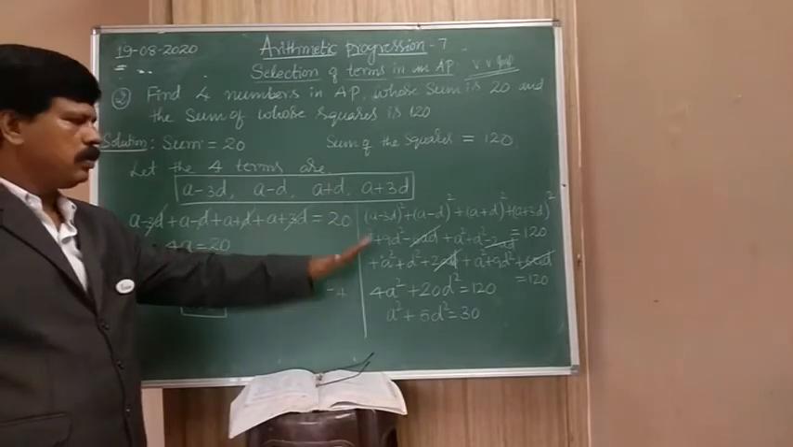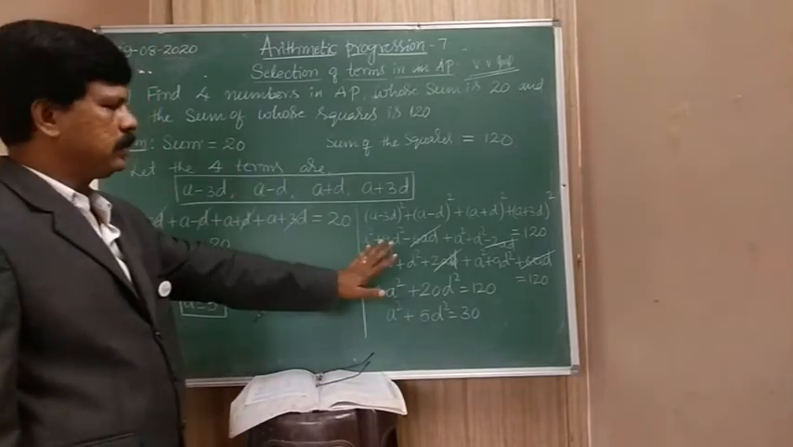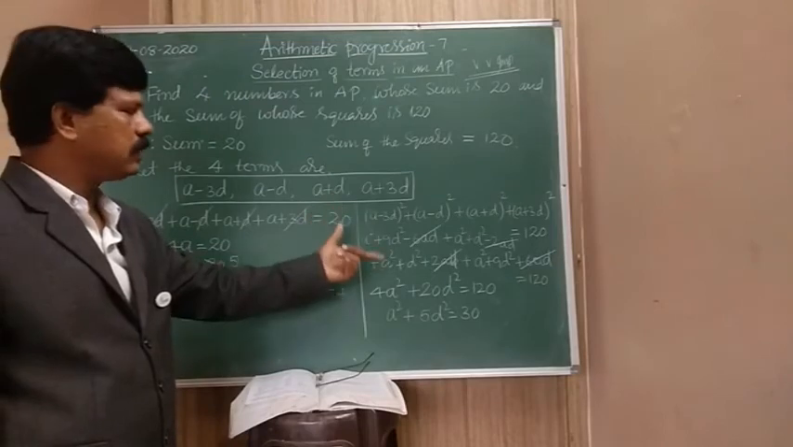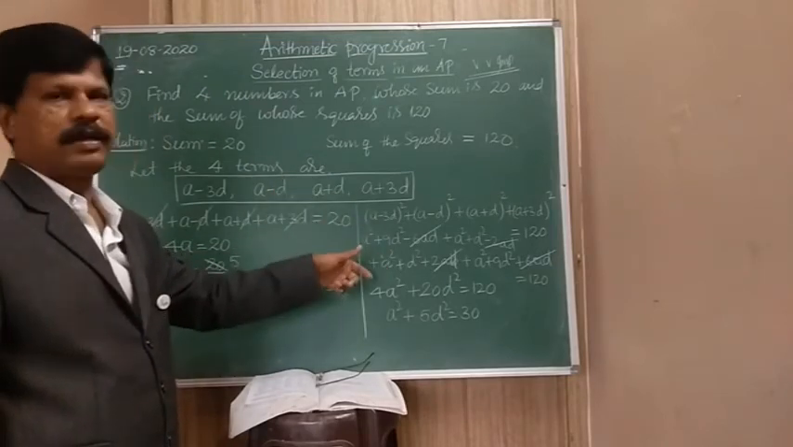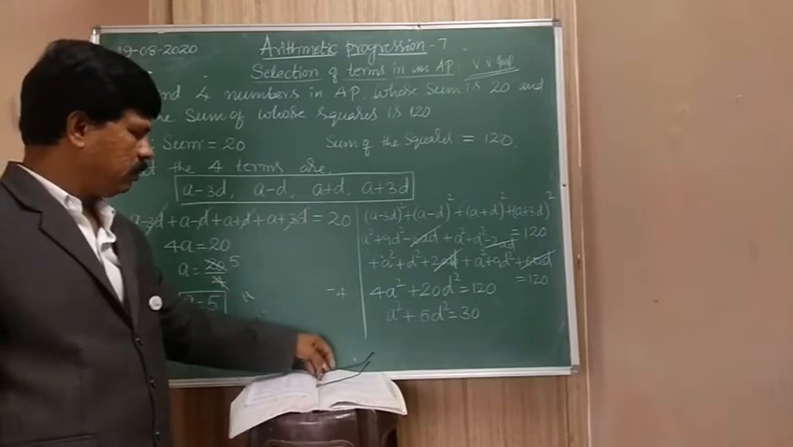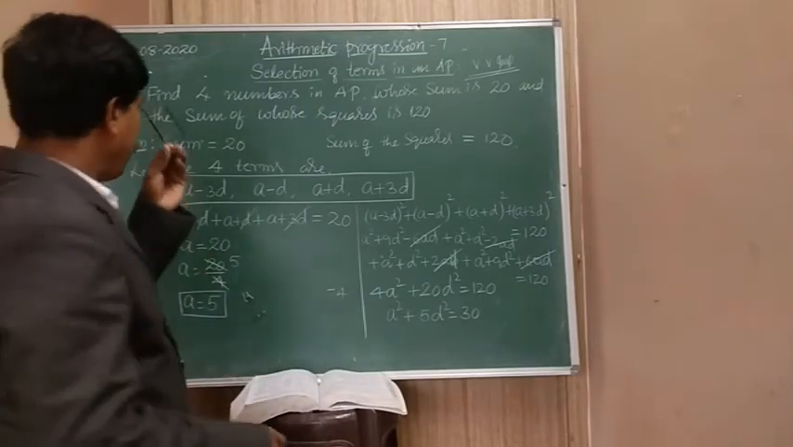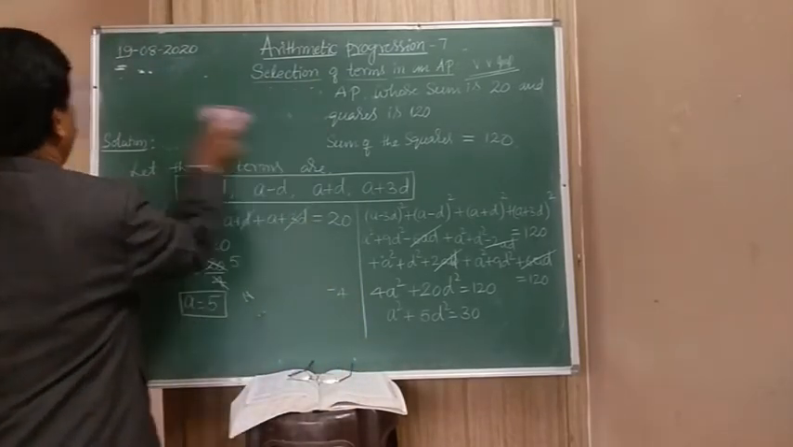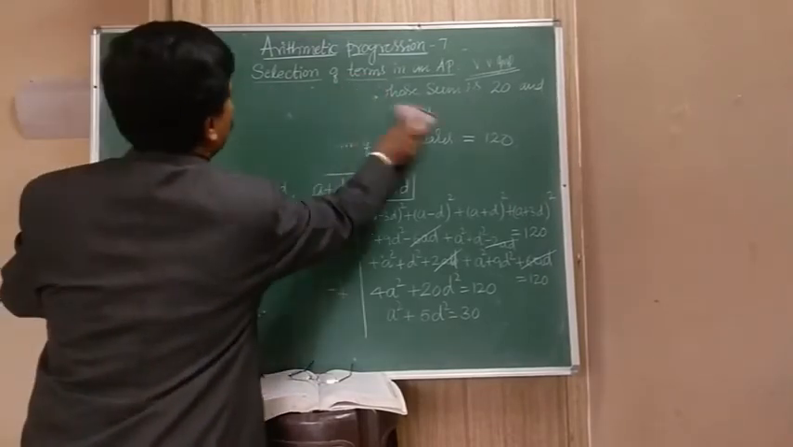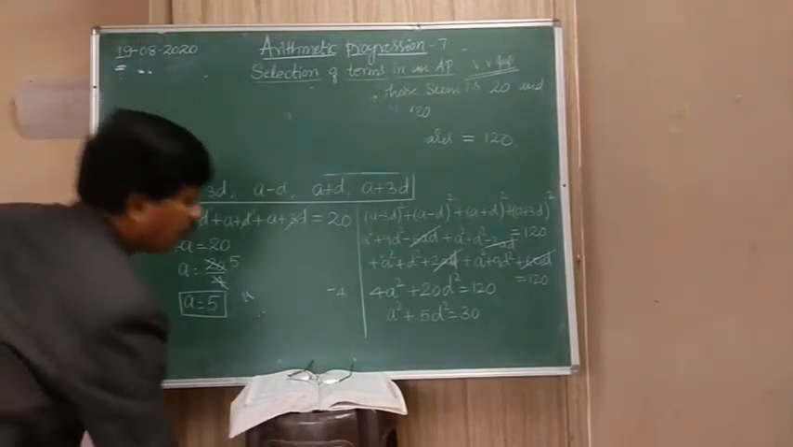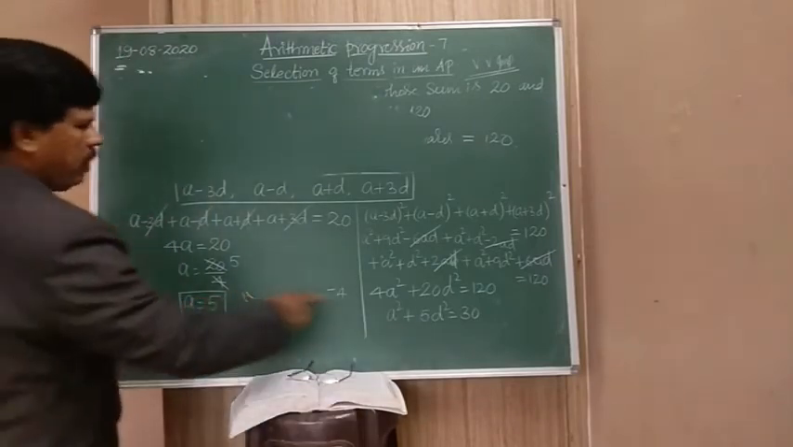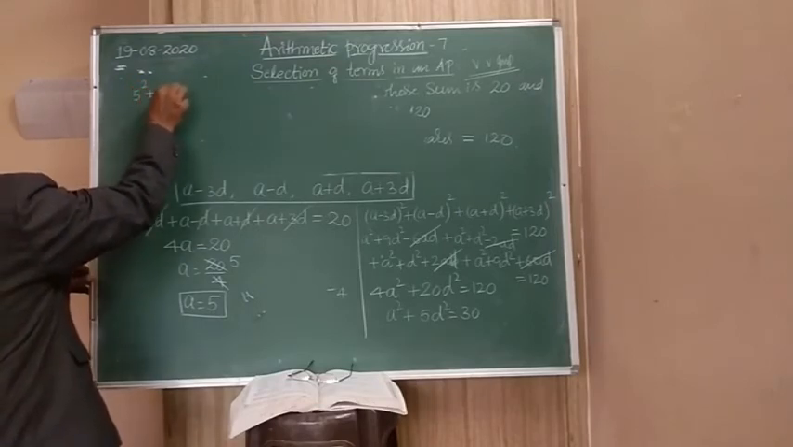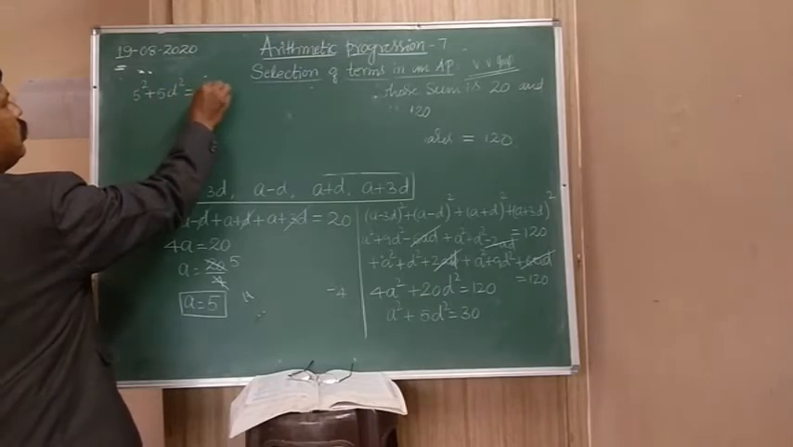Understood? If you have not understood, just pause the video, see how it is expanded, how it is calculated, how it is simplified. Go through the videos repeatedly, right? Then I will write here. So on substituting the A value here, 5 square plus 5D square is equal to 30.